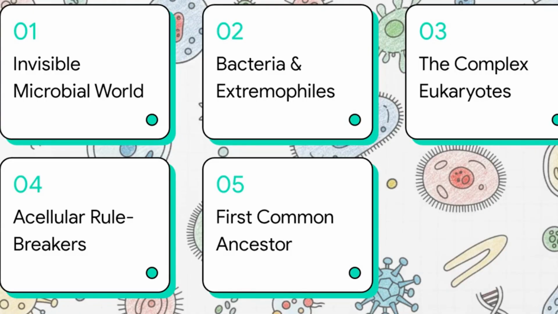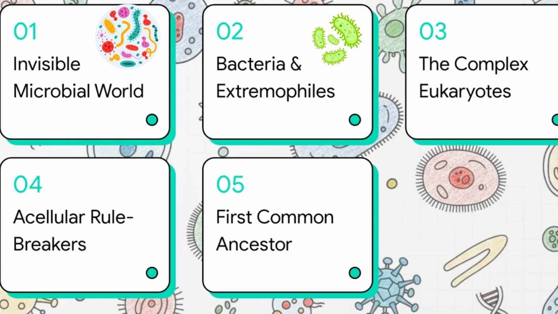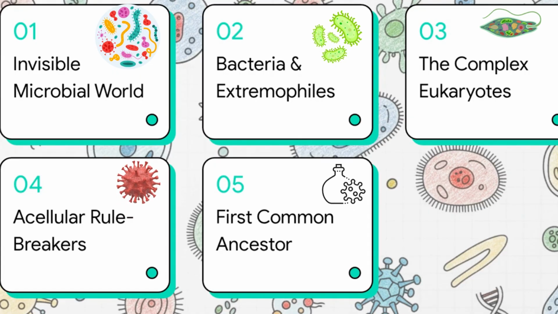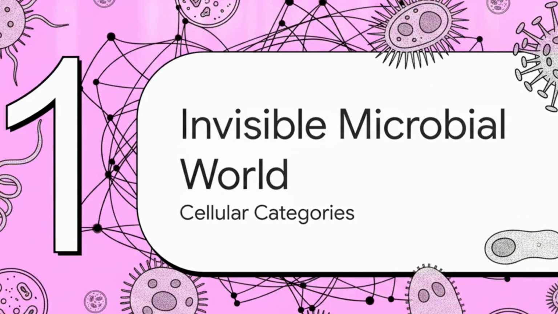To make sense of this vast microscopic space, here's our roadmap for today. We're going to start with the invisible microbial world, move on to bacteria and the extremophiles, take a look at the complex eukaryotes, tackle what I like to call the acellular rule breakers, and finally, we'll discover the first common ancestor. All right, Section 1, the invisible microbial world.